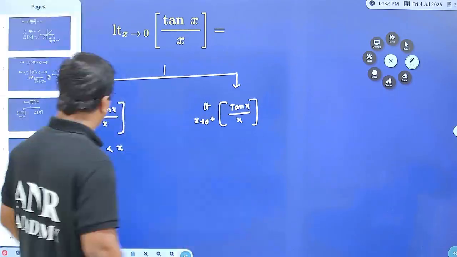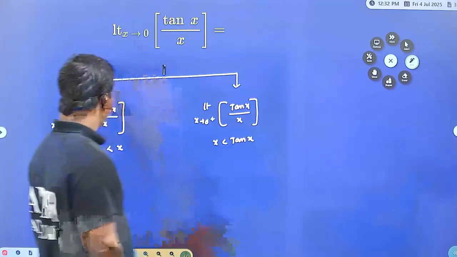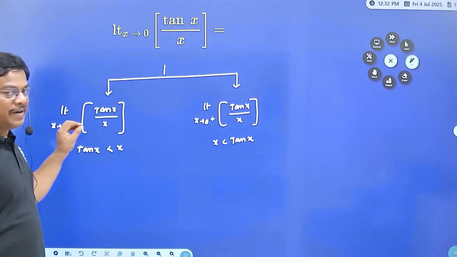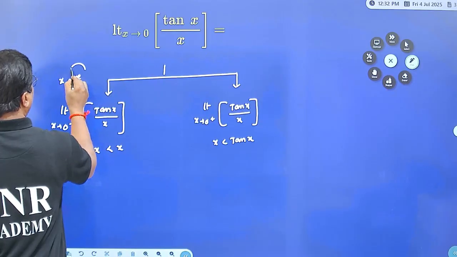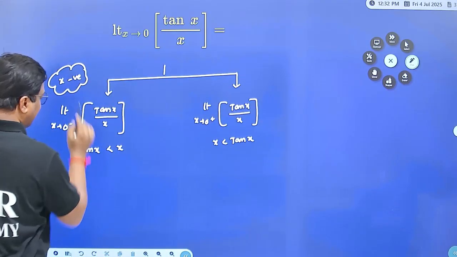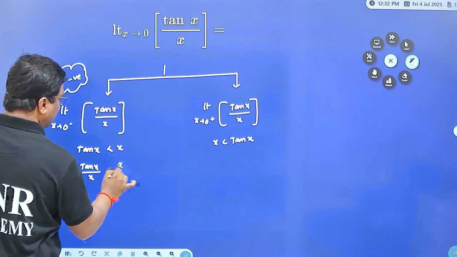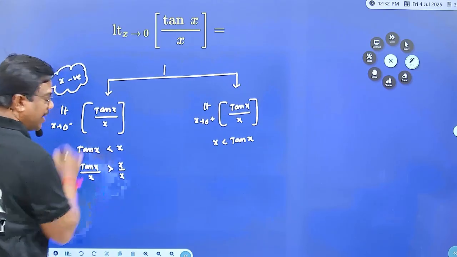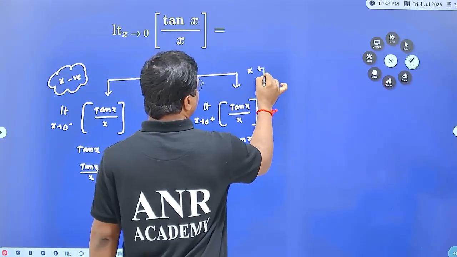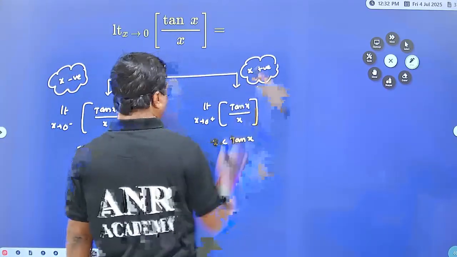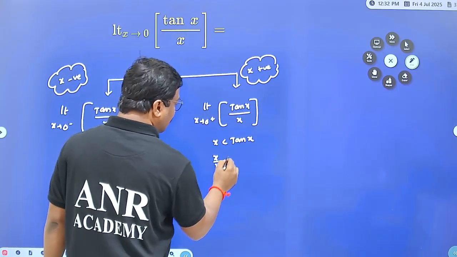In the second case, here x is less than tan x. Here we are going to divide by x, but the value of x is negative, remember. When you divide by a negative quantity, what happens? There is a change in the inequality. And in this case, x is positive. When you divide by a positive quantity, there is no change in the inequality.